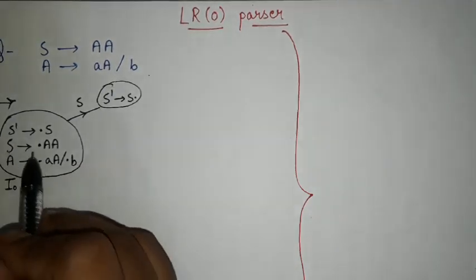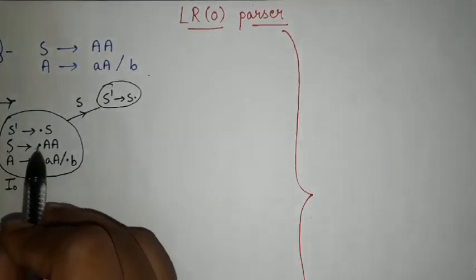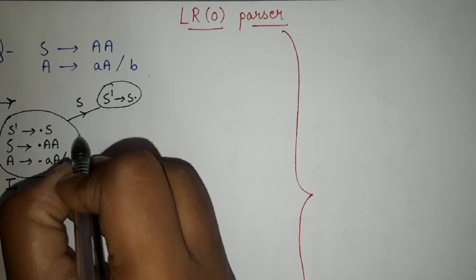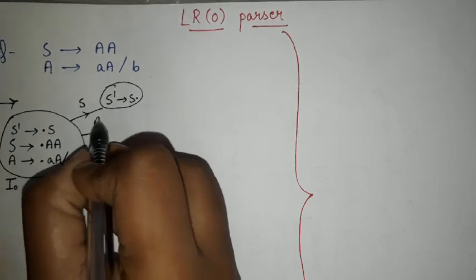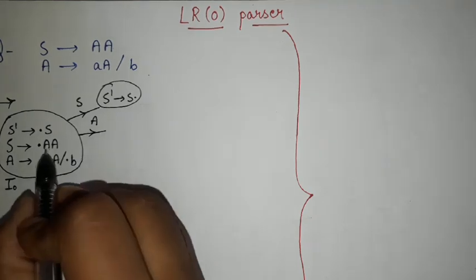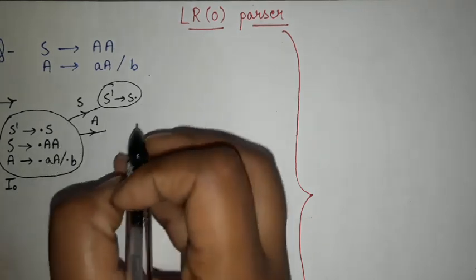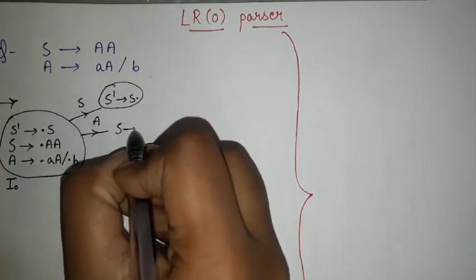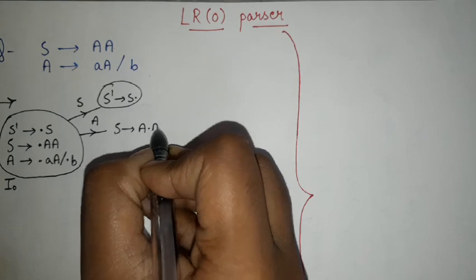Then in the second production, immediately after dot we are having capital A. So I will parse capital A. This dot will come after one capital A. So I will get S gives A dot A.